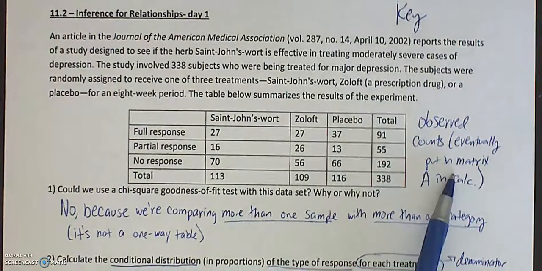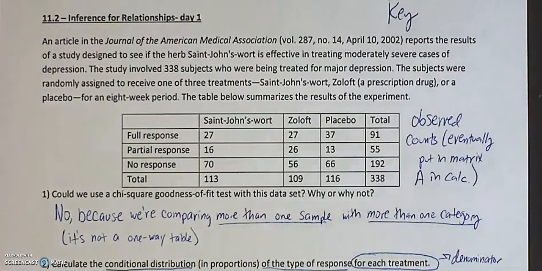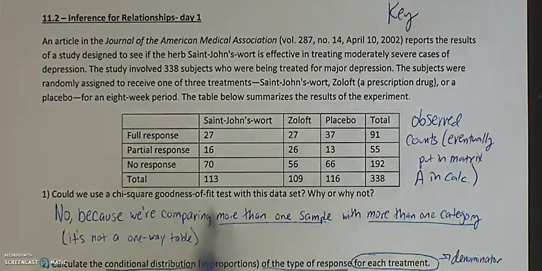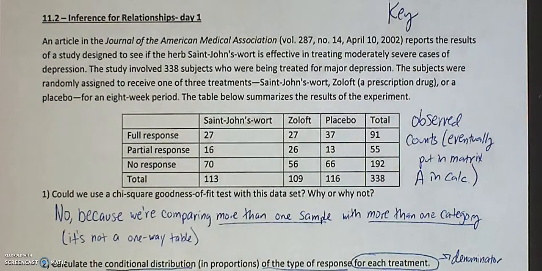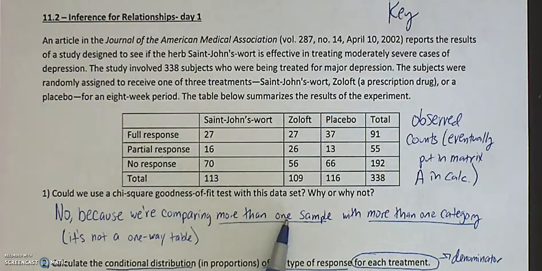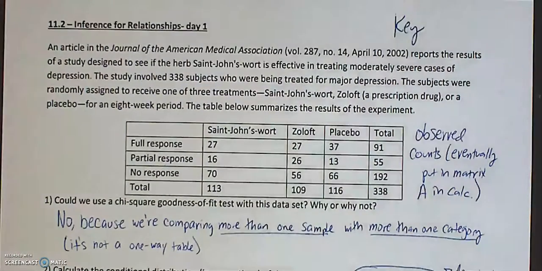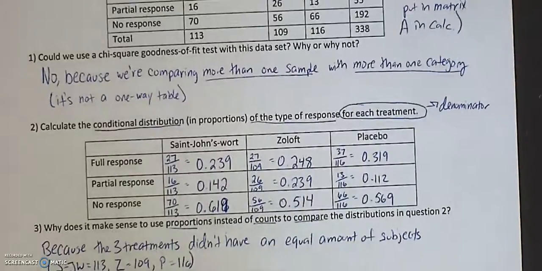I made a little note here. Eventually we're going to put these in a matrix in our calculator, and I'll show you how to do that here in a little bit. We said that we can't use a goodness of fit test like we learned in the last section because we're comparing more than one sample with more than one category. Okay? So then we went further.